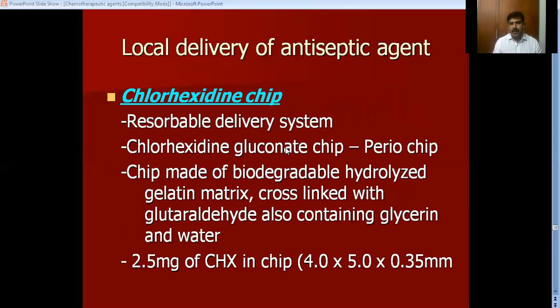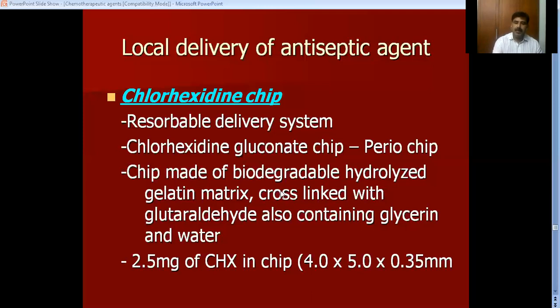Then the last part, that is the local delivery of antiseptics. So we discussed local delivery of antibiotics. In antibiotics, we discussed tetracycline, metronidazole, doxycycline, minocycline. Now, in antiseptics, you have chlorhexidine. Chlorhexidine can be in the form of a gel or in the form of a chip. And when this is in the form of a chip, commercially, the trade name is known as PerioChip.